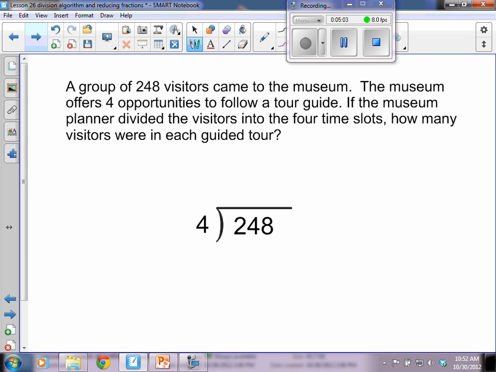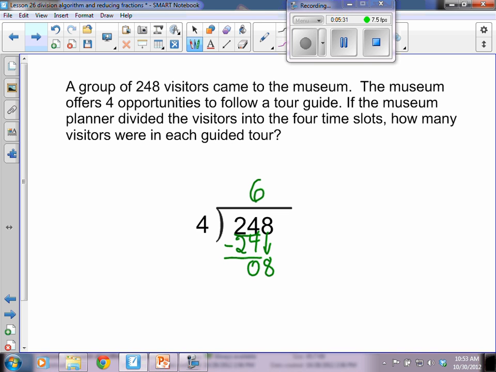0 times. Now in this case, because it goes in 0 times, we're actually going to jump ahead and take the entire number 24. So 4 goes into 24, and we know the answer is 6. Right? 6 times 4 equals 24. Step 2. Step 3 says subtract, get an answer of 0, and step 4 says bring down your next digit.